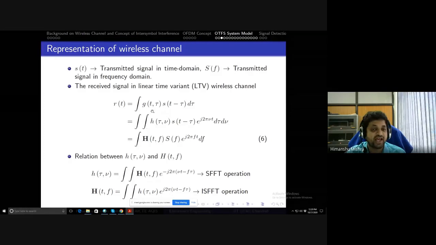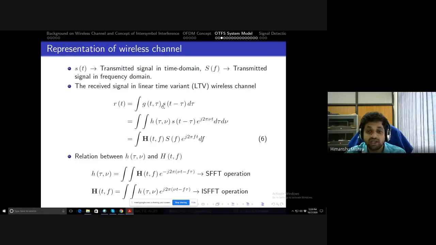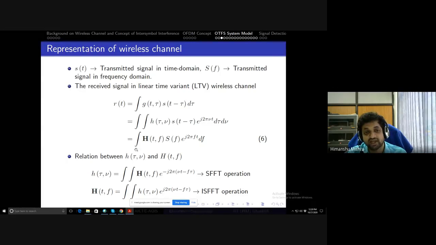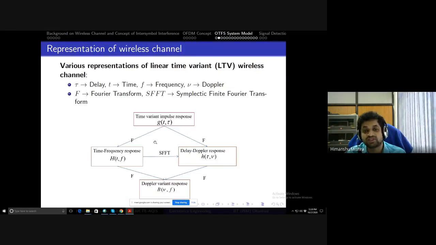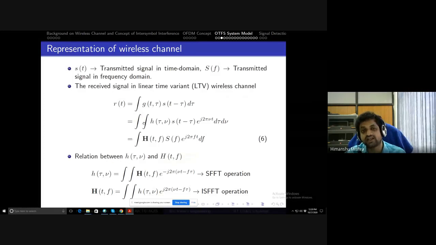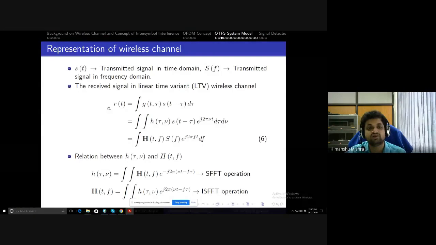Next, I'm writing the same r(t), but I'm not using the time varying impulse response here. I'm using the channel in the delay Doppler domain. If I use the channel representation in the delay Doppler domain, I get the same r(t) by this double integration. If you substitute the relationship between g(t, tau) and h(tau, nu) using the Fourier transform, you will definitely get a double integration, with something else coming over here. This integration is with respect to delay and Doppler. So you will get the received signal.